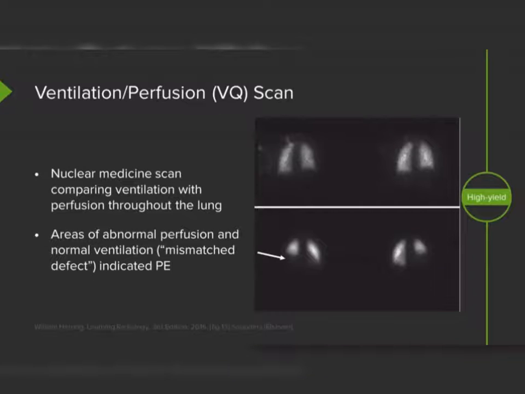So you can see here, the top two images demonstrate normal ventilation, and the bottom two images demonstrate perfusion, which has an area of a defect in the lower lung on the right. So this represents a mismatch, and this is an example of a pulmonary embolism.